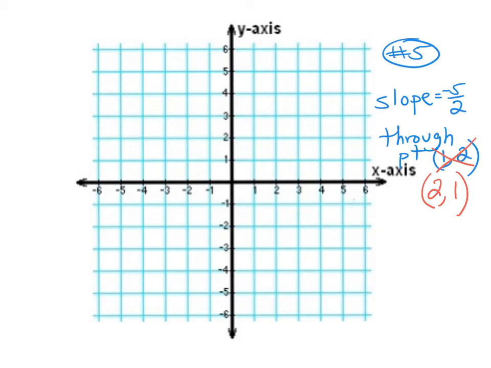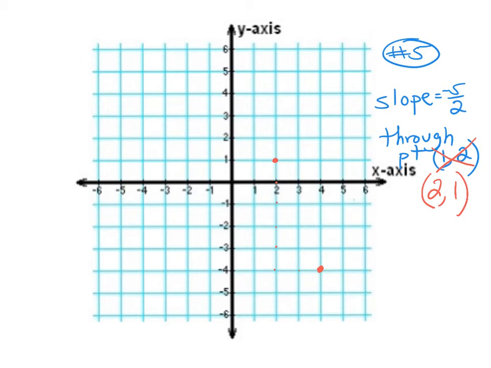In order to graph this now, I am going to put a dot at the point 2, 1, which would be right here. It says the slope is negative 5/2. So from that point, I'm going to go down 5, 1, 2, 3, 4, 5, and I'm going to go over 2, and this would be another point.